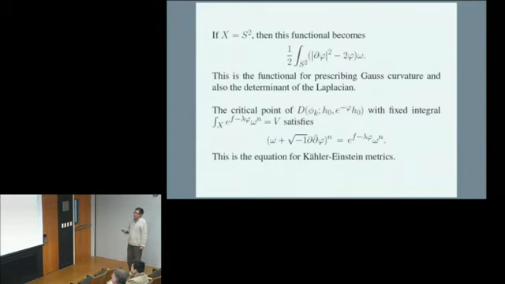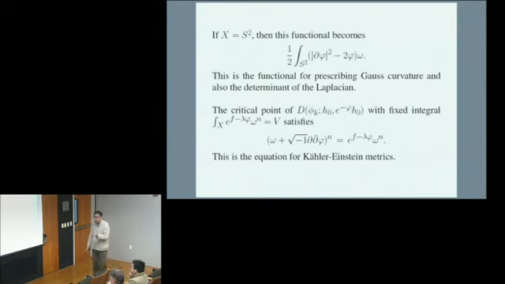If we look at S2, a sphere, the complex one-dimensional case, then this functional just becomes this. It's essentially a functional we have seen for a long time. For example, it is the functional for the prescribing Gauss curvature problem, studied by Nirenberg and others for many years, and it also appears in a paper of Osgood, Phillips, and Sarnak, because this is also the determinant of the Laplacian.